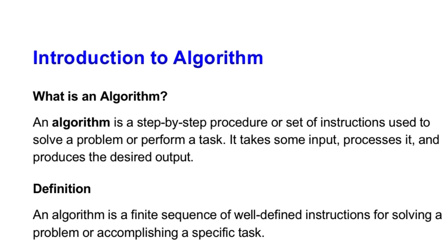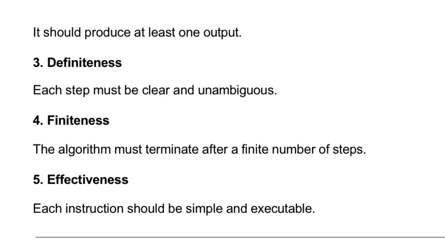These are the characteristics of an algorithm. First one is input, second is output, third is definiteness, fourth is finiteness, fifth is effectiveness. With a simple trick, we can easily remember: IODEF. IODEF: input, output, definiteness, effectiveness, finiteness.